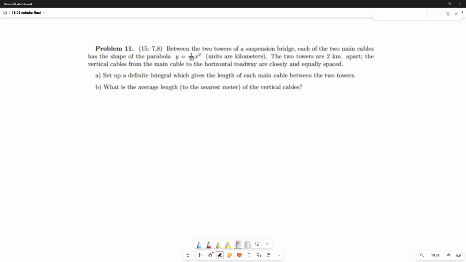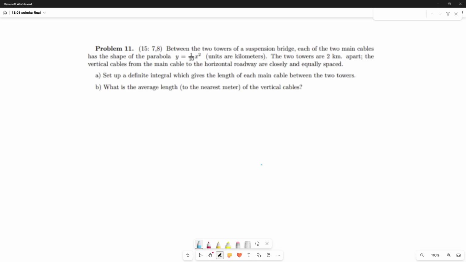Between the two towers of a suspension bridge, each of the two main cables has the shape of a parabola. The two towers are 2 kilometers apart, and we have closely and equally spaced vertical cables from the main cable to the horizontal roadway. We need to set up a definite integral which gives the length of each main cable between the two towers.